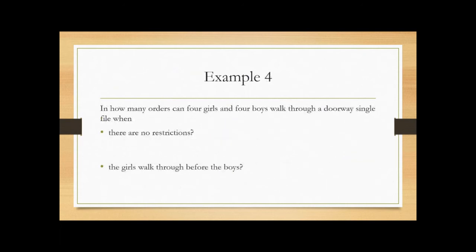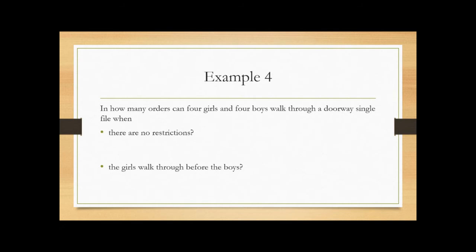Okay, so now example 4. In how many orders can 4 girls and 4 boys walk through a doorway single file when, and then we have 2 choices. There are no restrictions, so they can walk in single file in any order, or the girls walk through before the boys. So if there are no restrictions on the order that they walk through, it doesn't matter whether they're girls or boys. So we're looking at 8 possibilities.